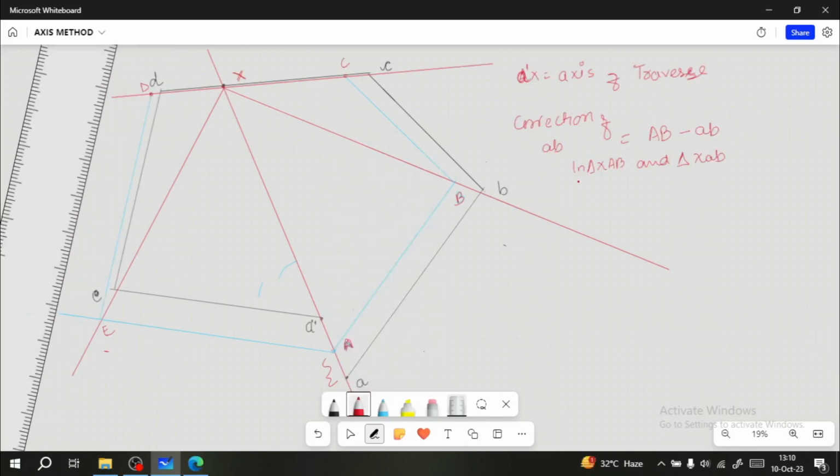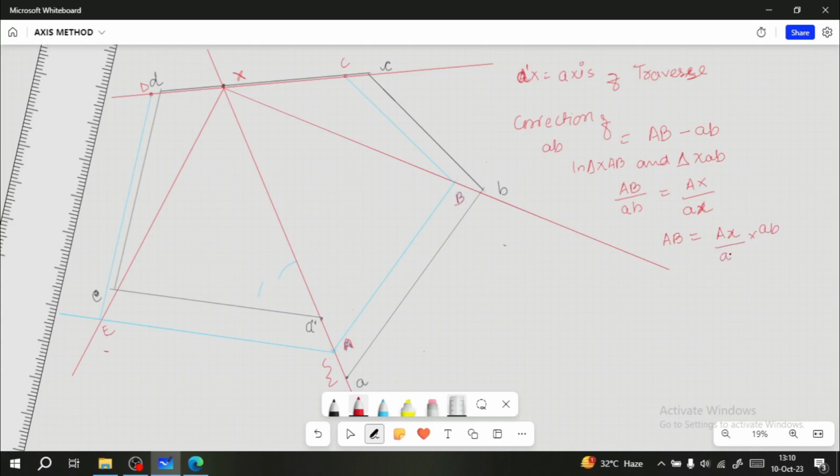We will use similar triangle properties in triangle XAB and the corrected traverse. We can see the A point, this is the E point, this is the D point. The small triangle upon the big triangle must be equal to the ratio of the sides. The line EX is known as the axis of traverse, therefore the name axis method. So we will calculate the AB value from this equation. This is AX, not A dash. This is our axis of traverse into AB.